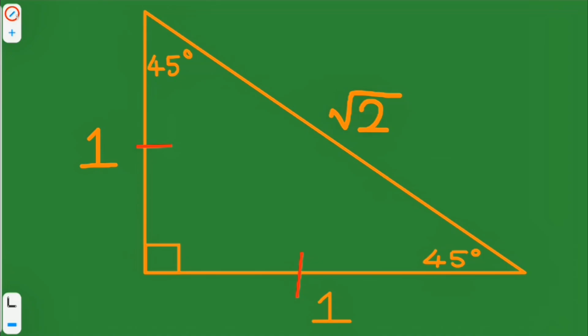equal angles. These angles right here are equal. Since this is an isosceles triangle, they've got to have the same angle. Since this already is 90 degrees, these two angles both have to add up to 90 degrees as well, so that the sum of all angles in this triangle adds up to 180.